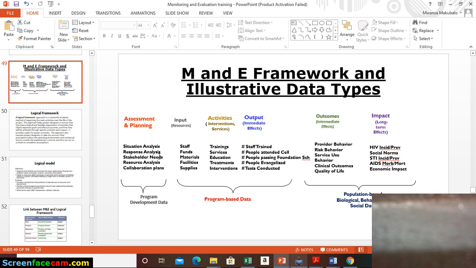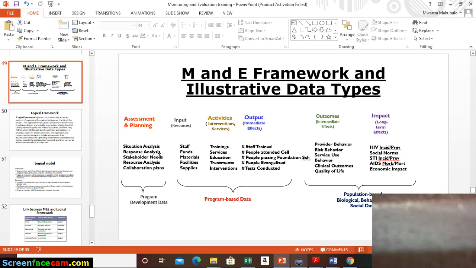So at an input level, whatever your business or NGO, you put in staff, funds, materials, facilities, maybe supplies, depending on what your project is. And what do we expect to see at activities? Training, services provided, educating, treatments, interventions. They're doing words, or should we call them verbs, actions that you take, because now you've got the resource, you've put in the input, now you need to conduct these activities.